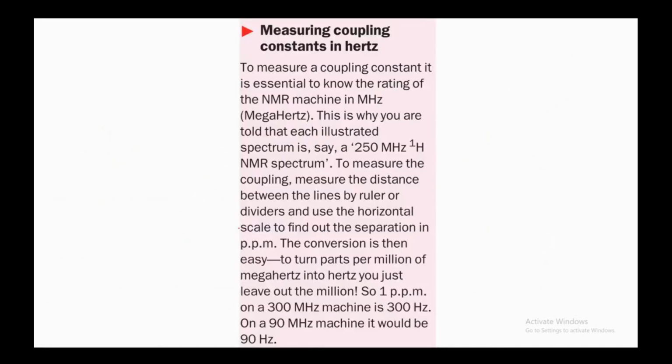Now let's move on to measuring the coupling constant in hertz. To measure a coupling constant, it is essential to know the rating of the NMR machine in megahertz. This is why you are told that each illustrated spectrum is, say, at 250 megahertz. To measure the coupling, measure the distance between the lines by a ruler or divider and use the horizontal scale to find out the separation in ppm. The conversion is then easy. To turn parts per million of megahertz into hertz, you just leave out the million. So 1 ppm on a 300 megahertz machine is 300 hertz. On a 90 megahertz machine, it would be 90 hertz.